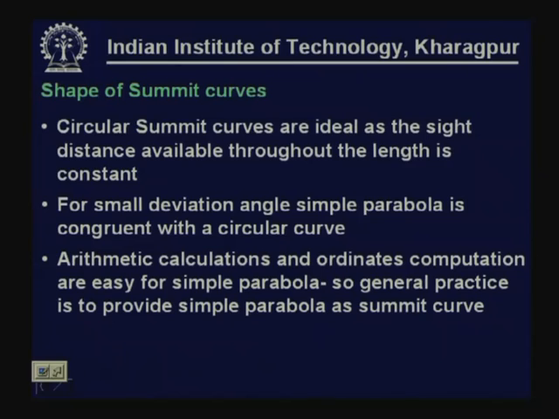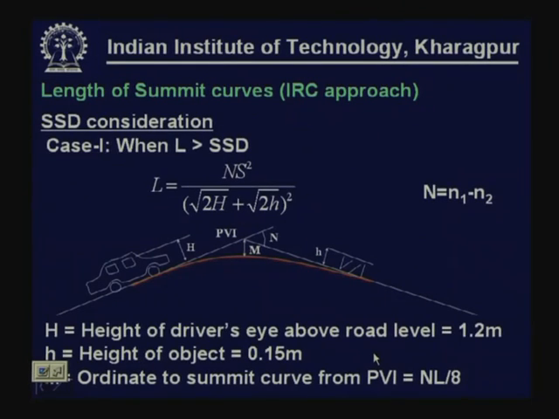But one must keep in mind that the requirement is only the sight distance. Therefore, a circular curve is theoretically also acceptable, but because for a small deviation angle circular curves and simple parabola are not much different, and there are certain advantages in using a parabola in terms of arithmetic calculation, coordinate computation and field layout, a simple parabola is actually used. Now, let us try to see what is the basis for calculation of the length of a summit curve.